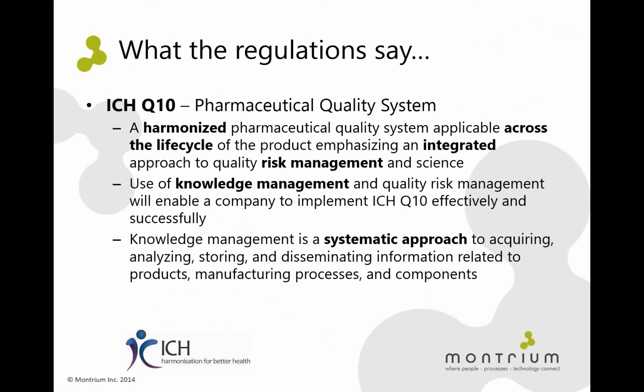The first item that I found particularly interesting is the definition. So really the goal of ICH Q10 is to have a harmonized pharmaceutical quality system applicable across the life cycle of the product. So that's really from discovery right through to manufacturing, and emphasizing an integrated approach to quality risk management and science. So an integrated approach. They're also talking about the use of knowledge management and quality risk management, which will enable a company to implement ICH Q10 effectively and successfully.